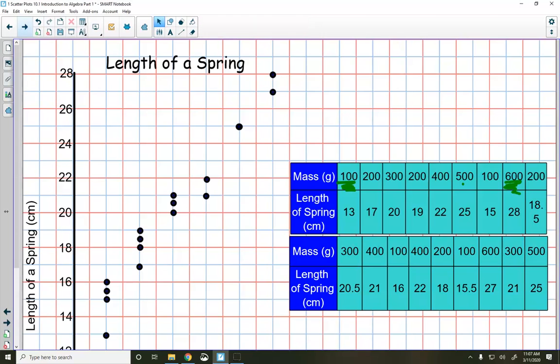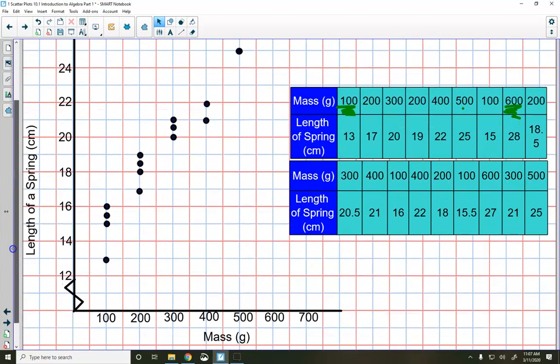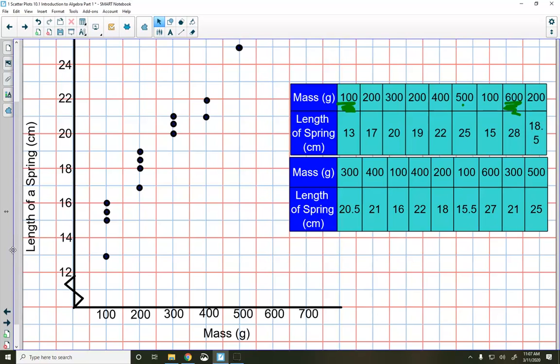So when I make my graph, I'm going by 50s. Every box goes up by 50. And I wrote 100, 200, 300, 400, 500, 600, 700. I don't have to go past 600, really, because there's no value bigger than 600. And I labeled my x-axis mass in grams. For the y-axis, I labeled it the length of a spring in centimeters.